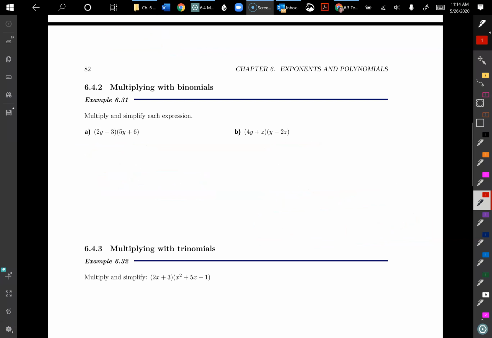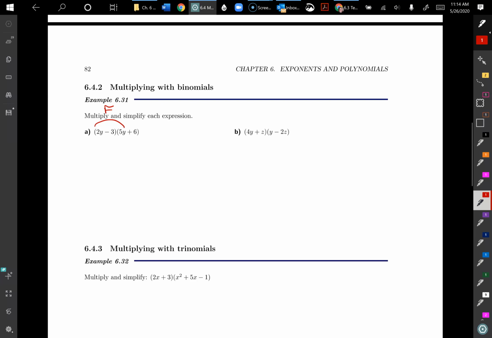Now we're going to look at page 82 of the workbook. Multiplying with binomials. Example 6.31, multiply and simplify each expression. So we have to distribute to every term. So we're going to do the first term on each set here. So that's called our firsts. You may have seen this before if you've had some kind of algebra at some point.